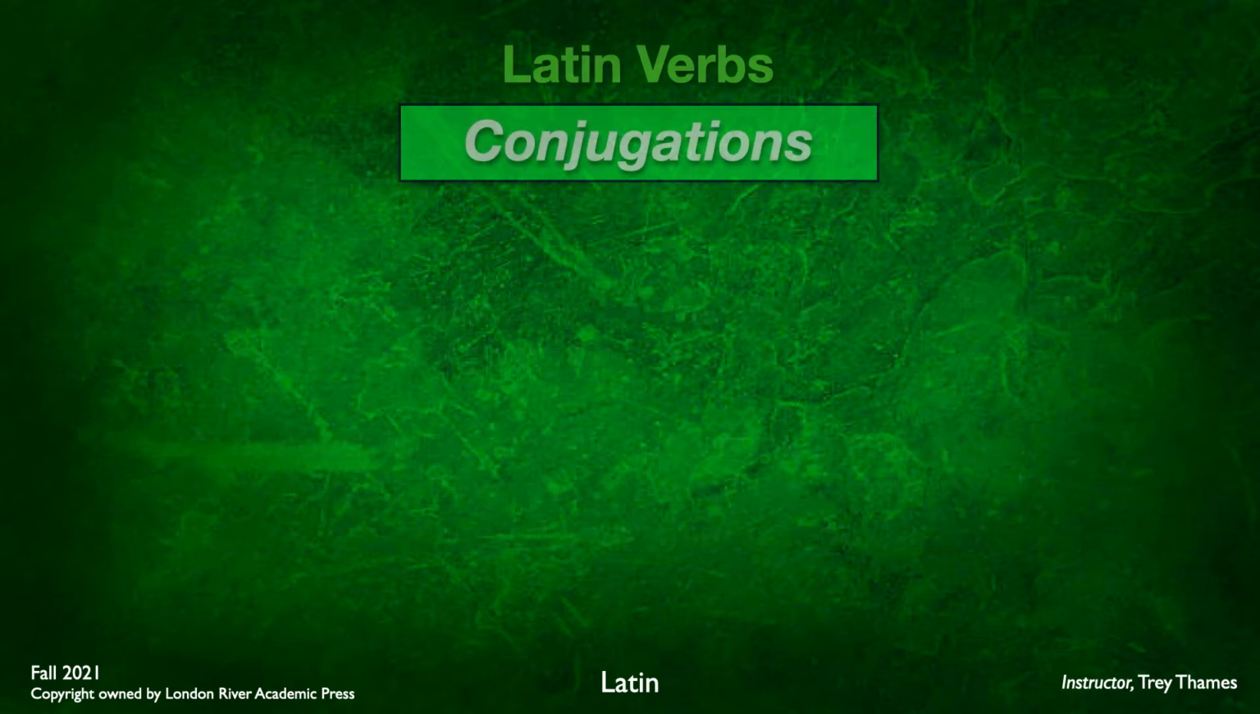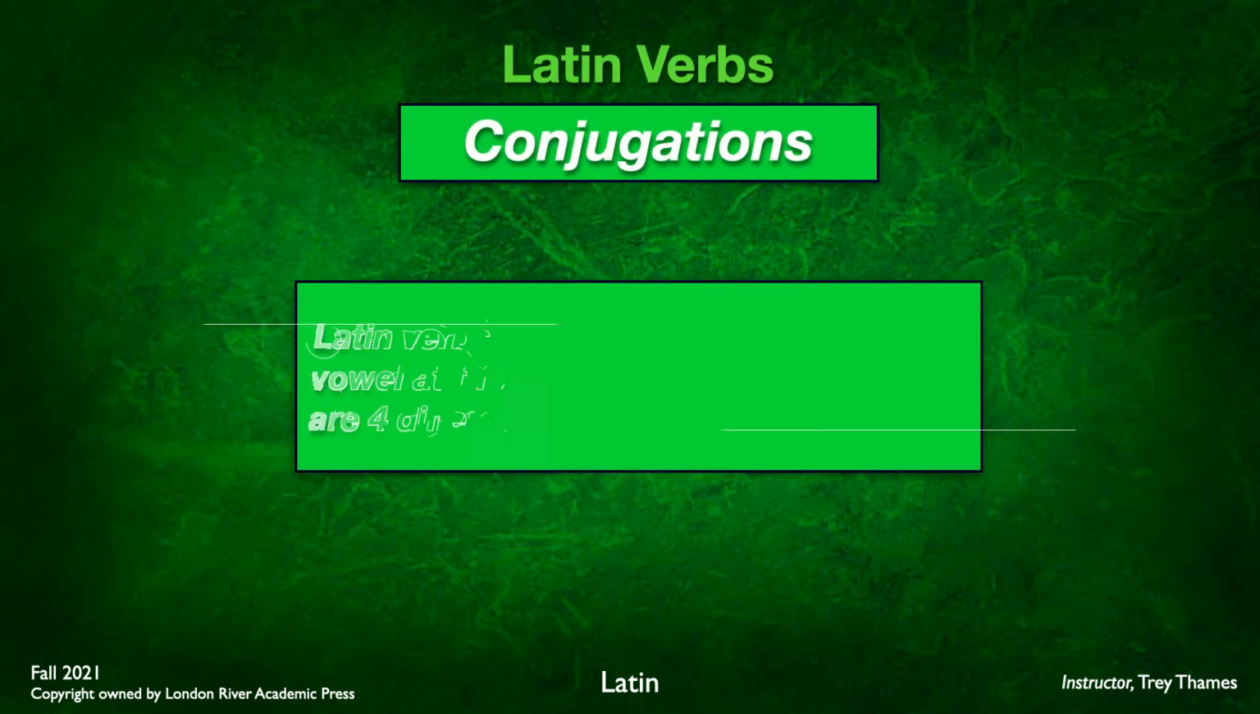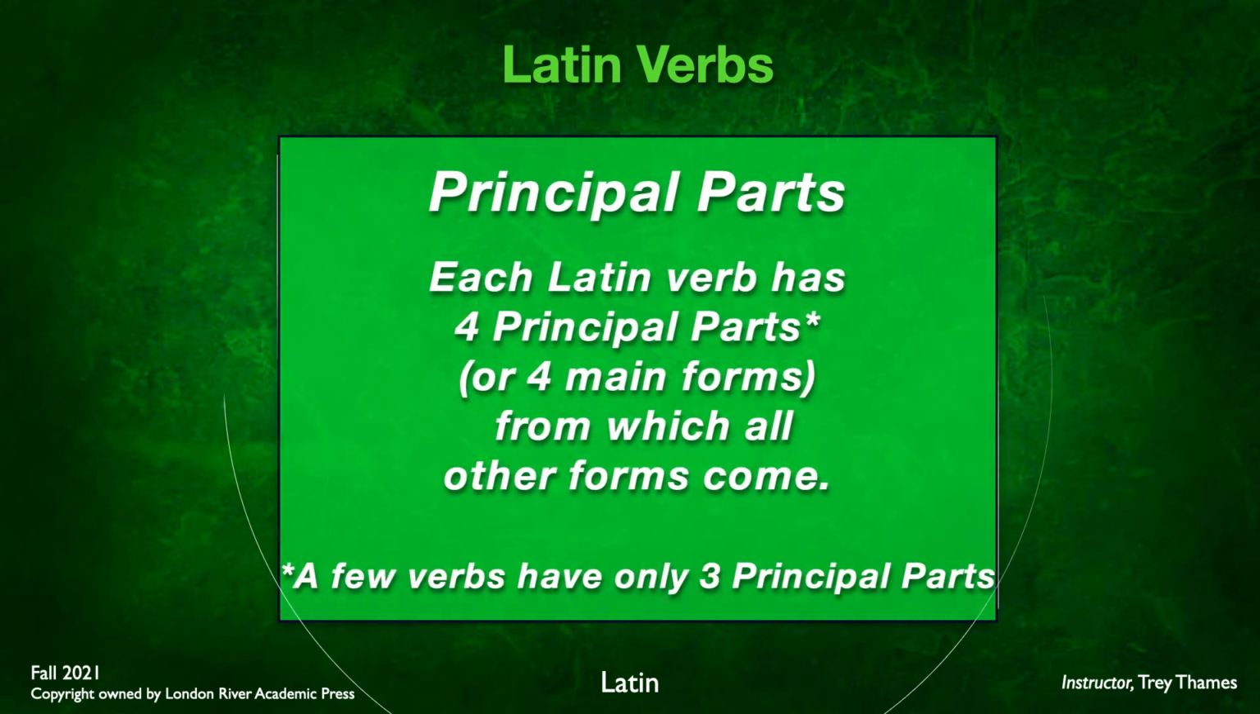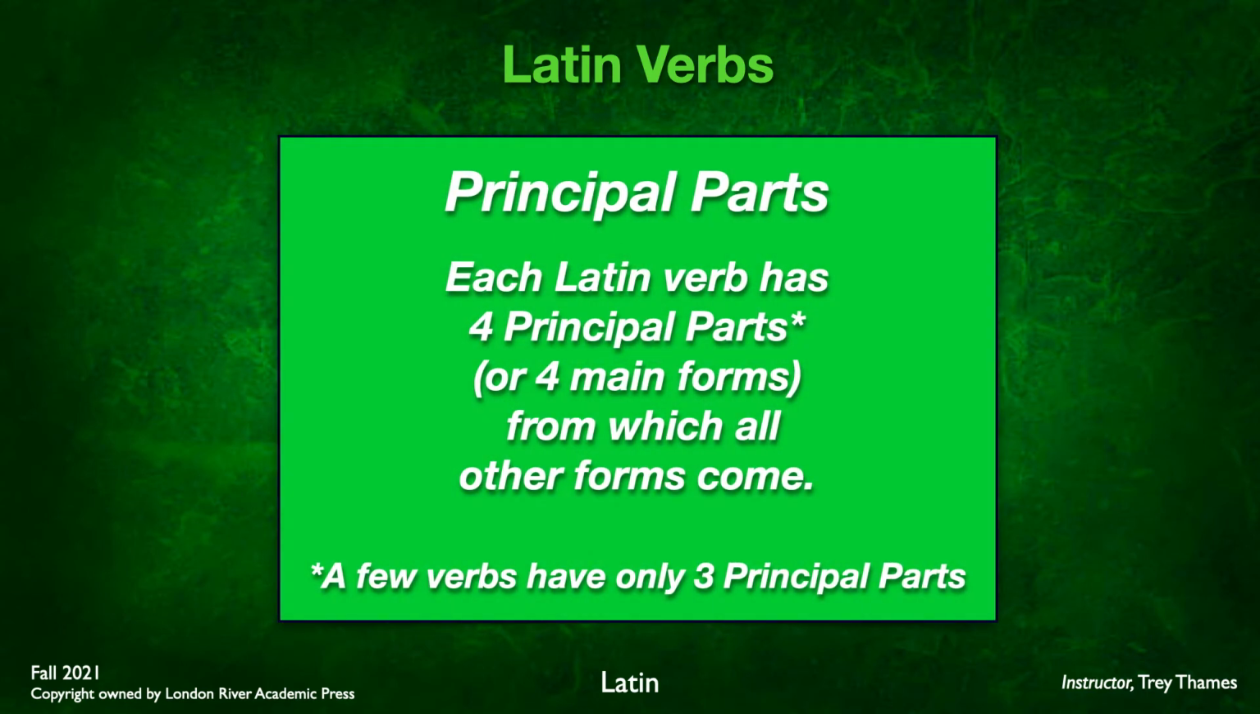Now, another thing that you need to be familiar with in Latin is the idea of conjugations. Big fancy word there, conjugations. Latin verbs are grouped according to the vowel at the end of the base or stem. And there are 4 different groupings or conjugations. The principal parts that you will find when you look up a Latin word in a glossary or see it in your vocabulary list, it'll have 4 principal parts. These are the 4 forms that all other verb forms will come from. So when you memorize the vocabulary, you memorize the 4 principal parts.